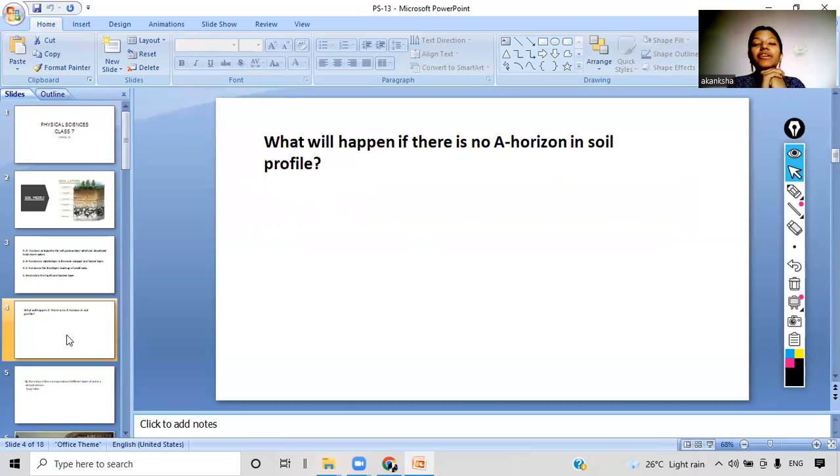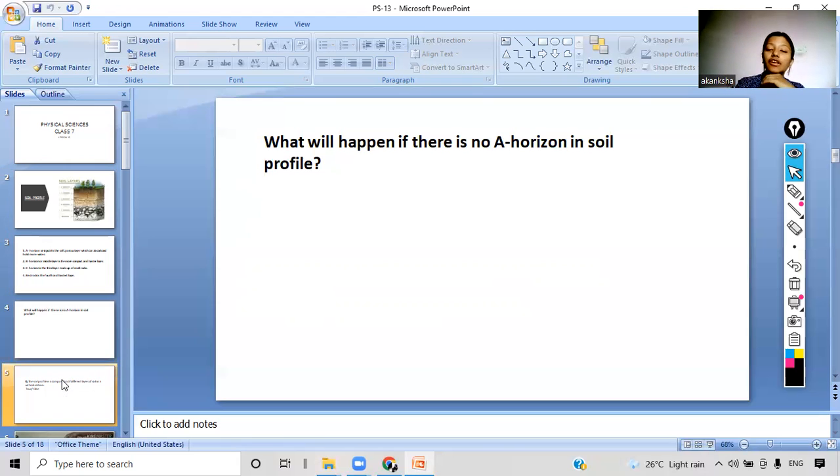Okay, yes, very good. I can see some right responses from your side. So you all answered it correctly. If there is no A horizon, it means the plants will not grow on the soil, right? And the soil will not be able to hold the water properly. So that's why the plants will not grow. So yes, you all answered it correctly.